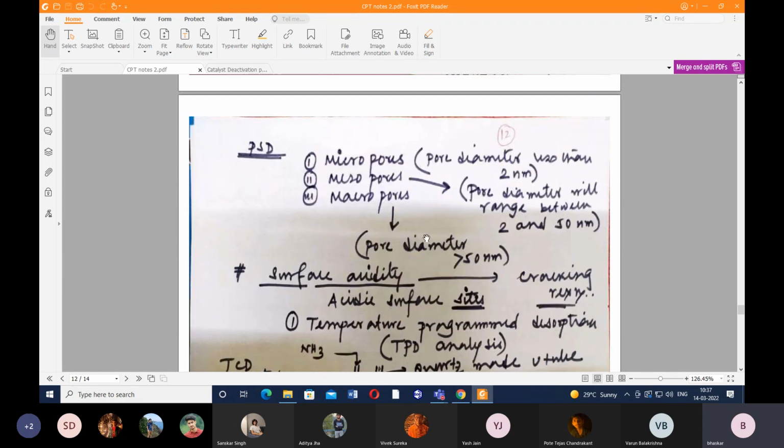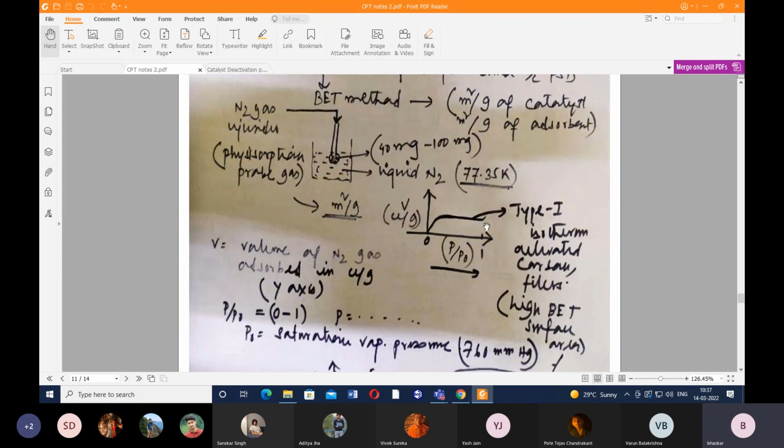Now coming to the pore size distribution, I have already talked about things like type 1 isotherms, high BET surface area, and what materials can come under type 1 isotherms. That's why I'm not repeating this part again. P by P naught ranges between 0 and 1. I have already spoken about those things.